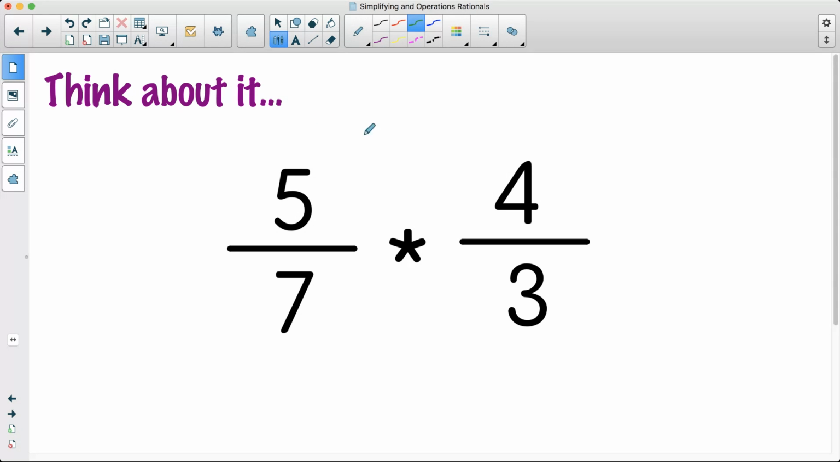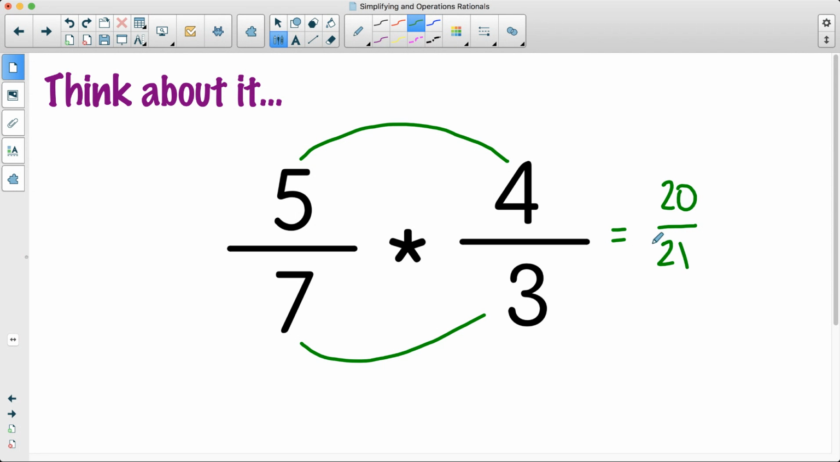And if you remember from a few years back, in order to multiply fractions, you just multiply the numerators. So 5 times 4 is 20. And then you multiply your denominators. 7 times 3 is 21. And then you see, can you reduce the fraction? Are there any numbers that divide evenly into both your numerator and denominator? In this case, there aren't. So this is as simplified as it gets, 20 over 21.